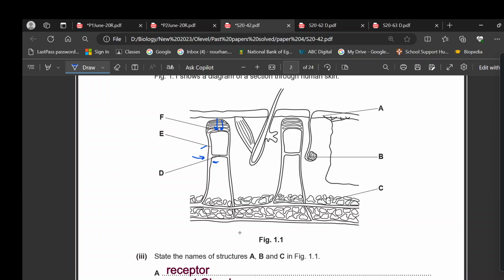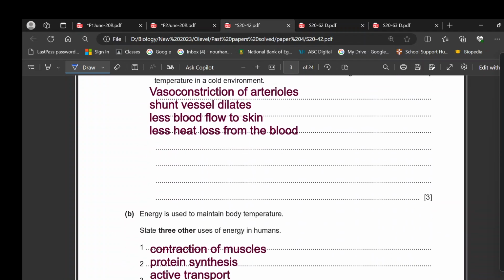Also, the shunt vessel will dilate. The shunt vessel is always opposite to the arteriole. So if the arteriole constricts, the shunt vessel will dilate so that the blood flows from the shunt vessel away from the skin to reduce heat loss by radiation.